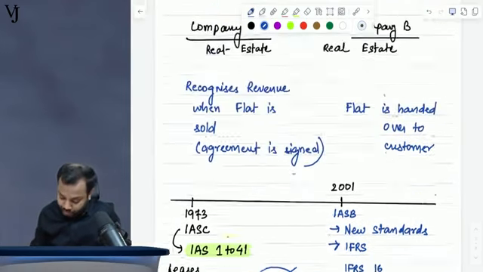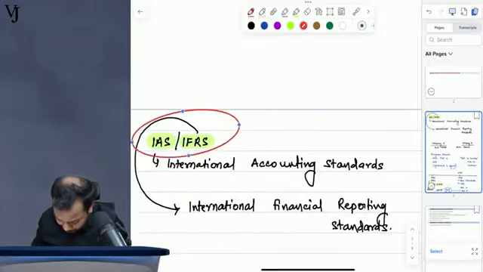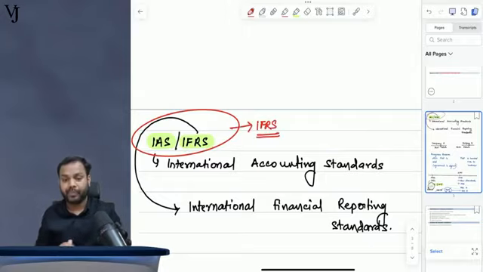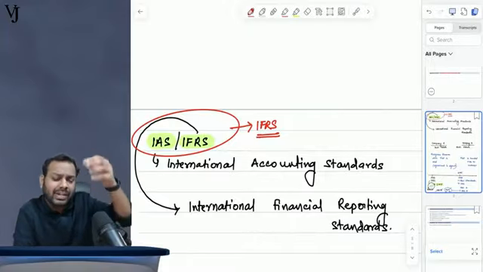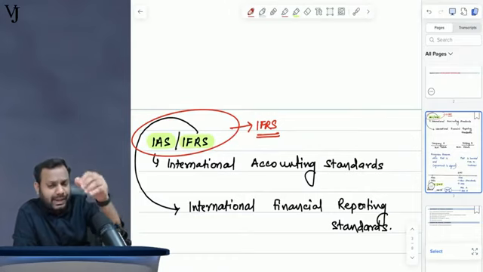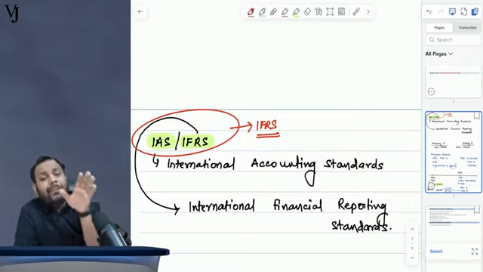So now we can say that IAS and IFRS cumulatively are called IFRS. For some transactions we are still applying IAS, and for some transactions we are not applying IAS but rather we are applying IFRS.